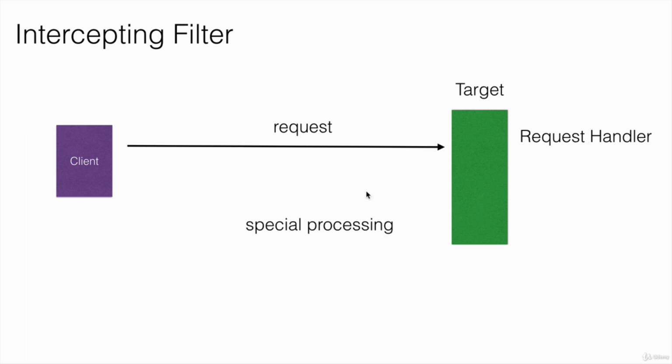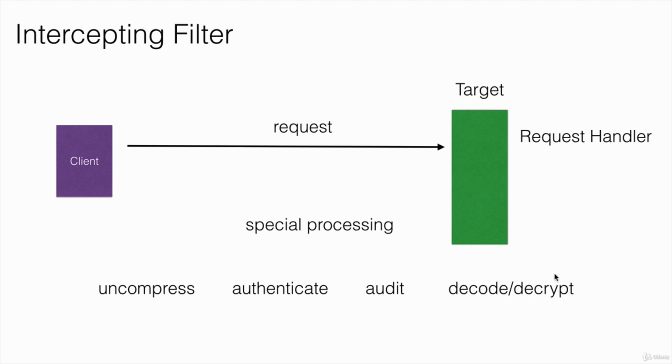Sometimes we need some special processing of these requests before they reach the target. This special processing could be uncompressing the request, authenticating the request, simply auditing the request, or decrypting the incoming request. That is, if the client compresses the incoming request, we can uncompress it on the server side before it reaches the target.